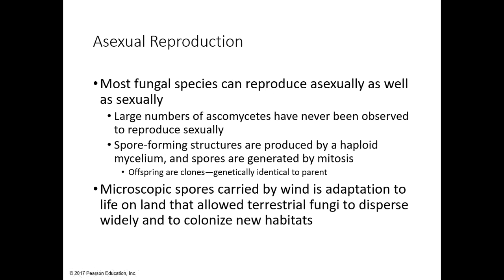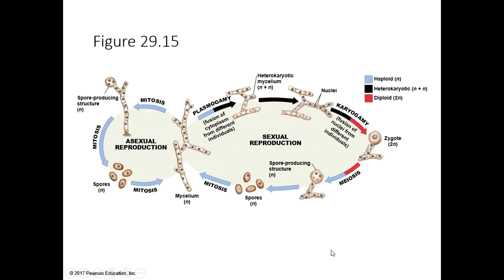Okay. So many fungi, like I said, reproduce asexually. The spore-forming structures are produced by the haploid mycelium, and in this case, the offspring are genetically identical to the parent. Okay. Microscopic spores carried by wind is an adaptation to life on land that allowed for the vast dispersion of fungi and the ability to colonize new habitats.